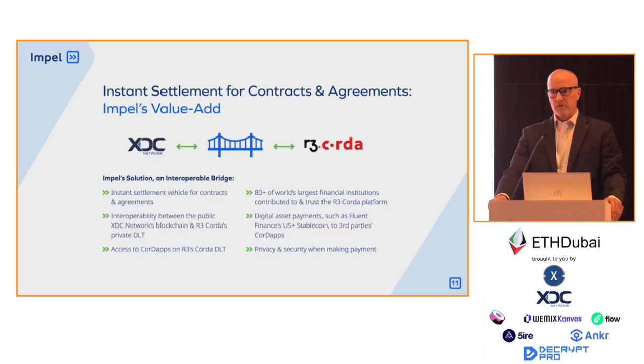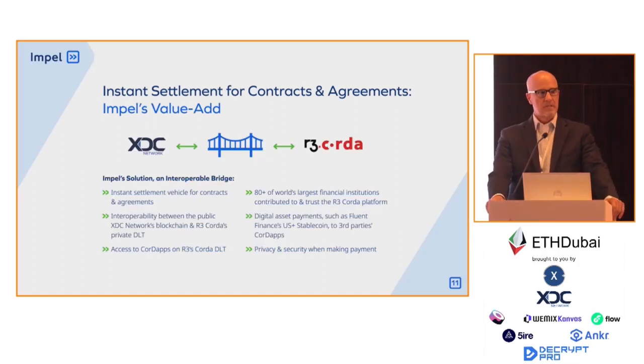This is where Impel's solution with R3 Corda comes into play. Impel currently offers the only live production bridge for moving digital assets from a public blockchain to Corda apps. Entities such as banks or financial institutions or corporates can use this bridge to settle contracts and agreements rather than using traditional methods.